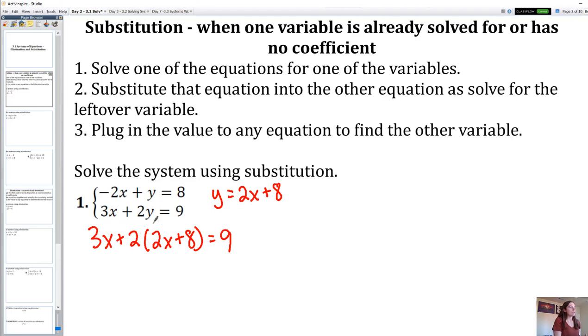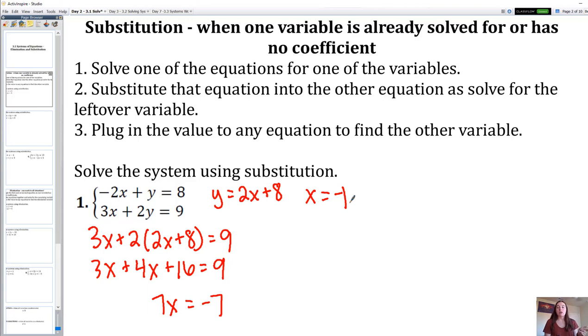So let's simplify. First we're going to distribute the 2. So we have 3x plus 4x plus 16 equals 9. I'm going to do two things at once. I'm going to combine the 3x and the 4x, and I'm going to subtract the 16. So 3x plus 4x is 7x, and if I subtract 16 from both sides, I get negative 7 on the right. And now we can divide by 7, so our value of x is negative 1. So this x here is part of the solution of these two equations. We should get a point at the end, right? 2, 4, or something like that. x is that x value.